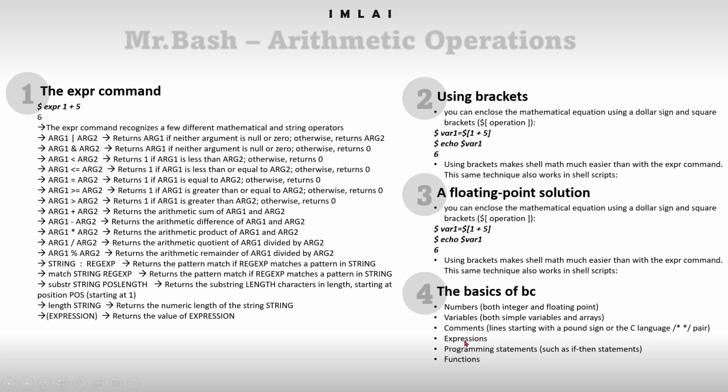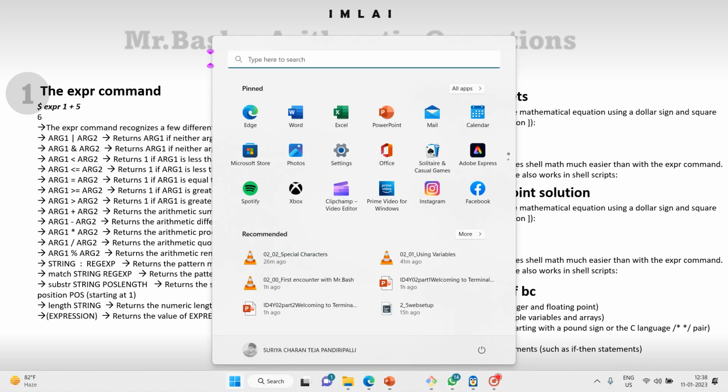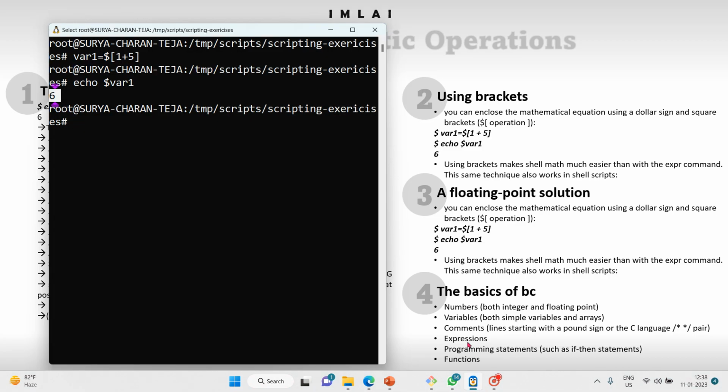Then expressions can be included, and programming statements such as if and then statements can also be included, and functions can also be included. So basically this BC, the bash calculator utility, can do a lot of activities for us. So now let's do one exercise in arithmetic operations.